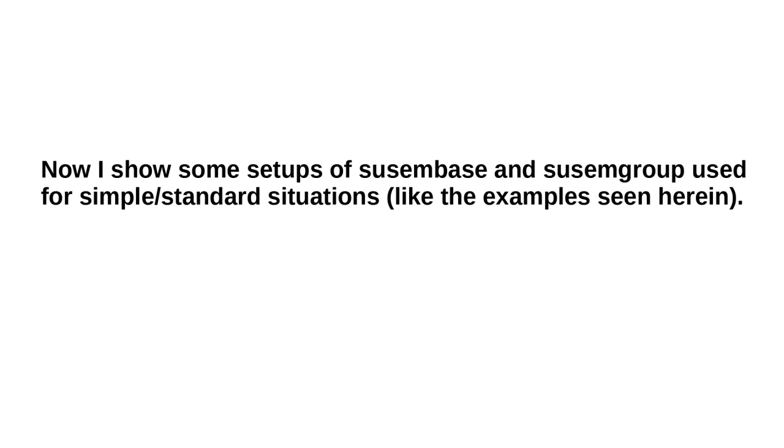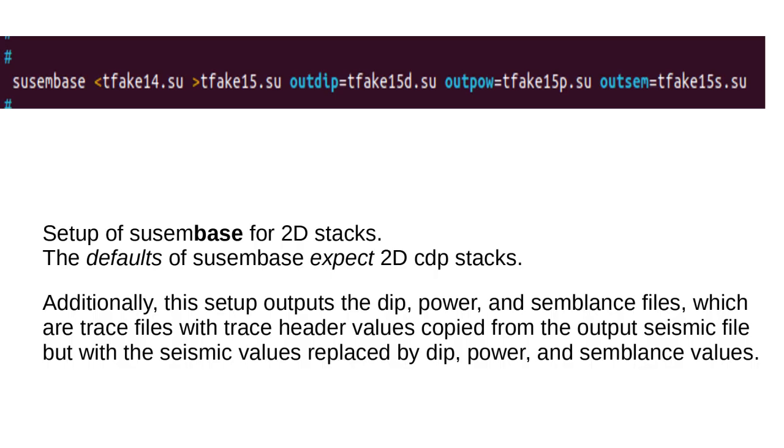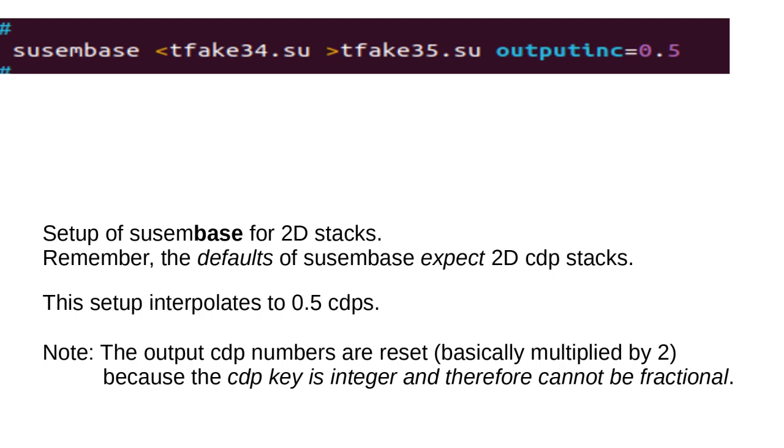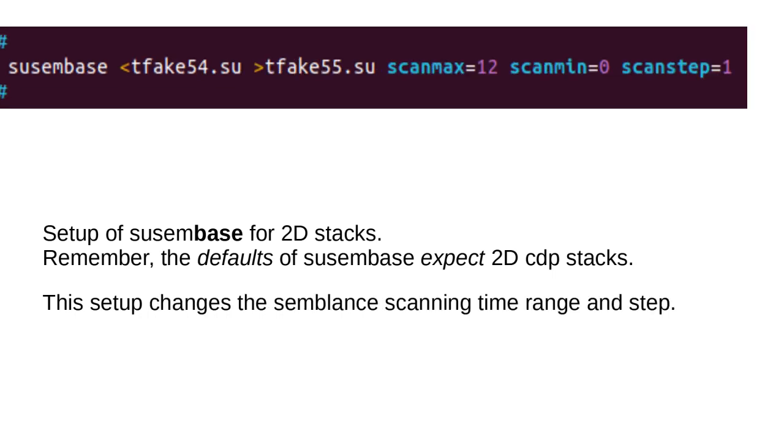Some example setups for simple situations follow, without much comment. Setup of SU Sembase for 2D stacks and all outputs. Setup of SU Sembase for 2D stacks, turning off the scanning and use of dips. An example of interpolating a 2D stack to half CDPs. Changing the scanning range and step size.